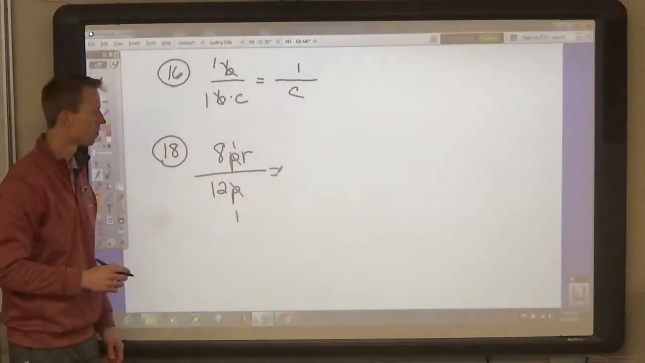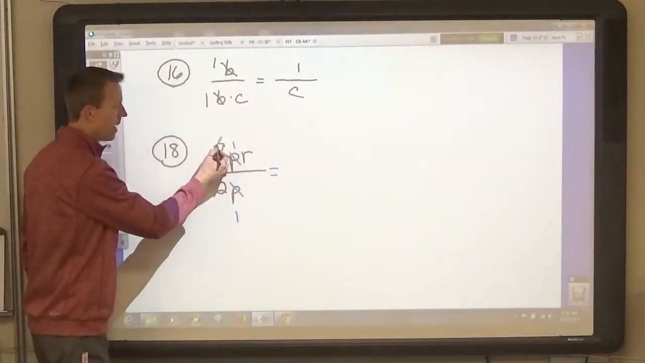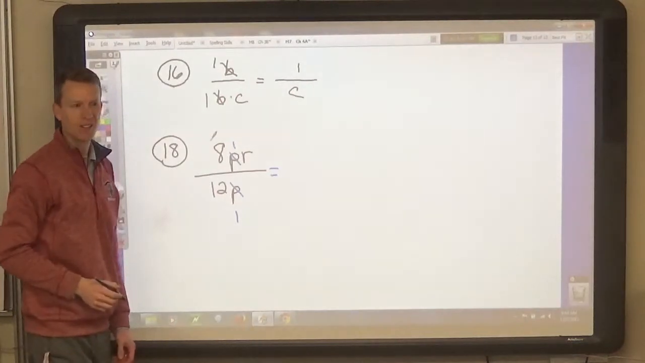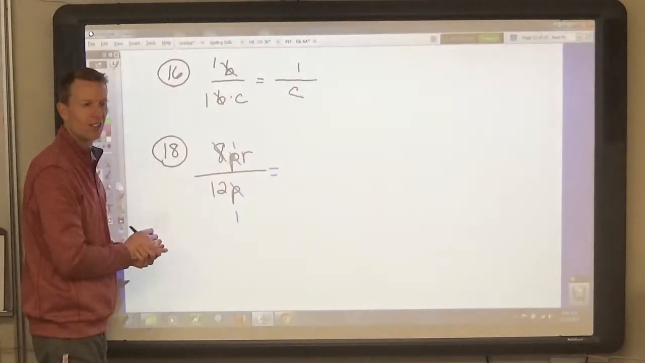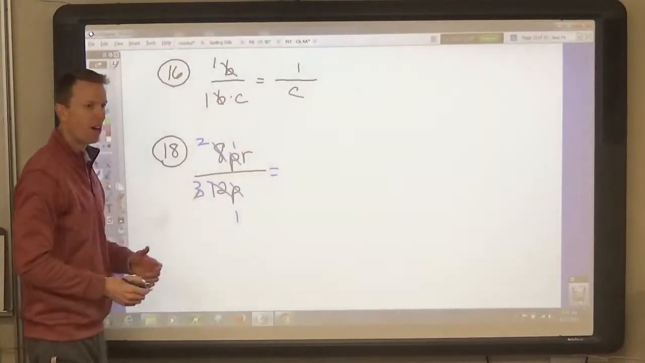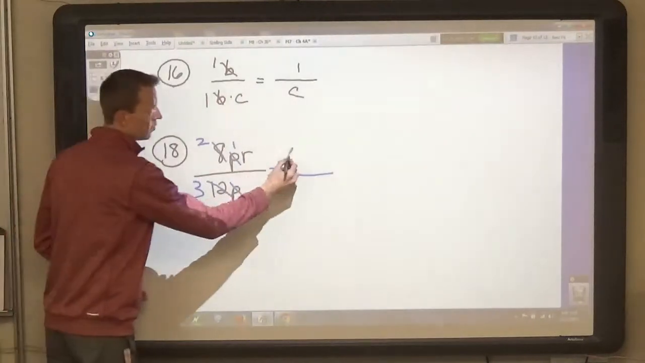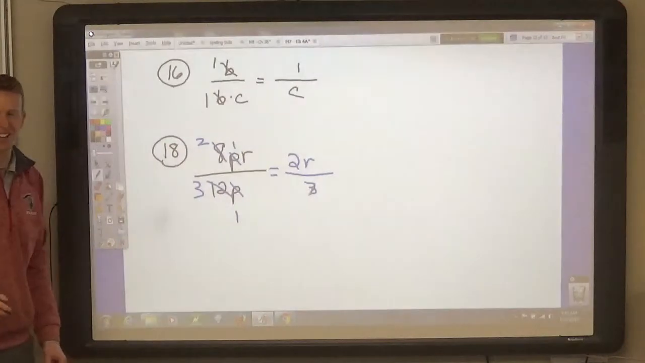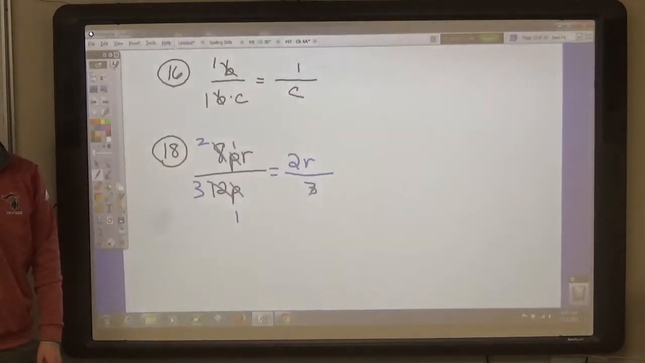Garrett? You can divide 8 and 12. Yeah, let's factor out what number? 4. How many 4s are there in 8? 2. And in 12? 3. Now, write it in simplest form. 2r over 3. Very good. We did it! What about the 1 though?